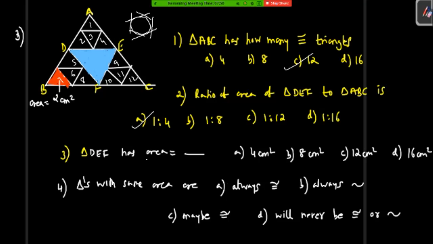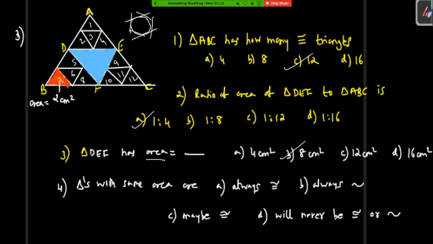So what will be the area of DEF? What do you think will be the area of this triangle? 4, 8, 12 or 16? The area of this triangle DEF will be how much? It will be 8 centimeters squared. 8, correct, because this one small portion is 2. And if I look at this, this also can be divided exactly into 4. So it's going to be 2 plus 2 plus 2 plus 2, or 2 into 4, that's going to be 8.